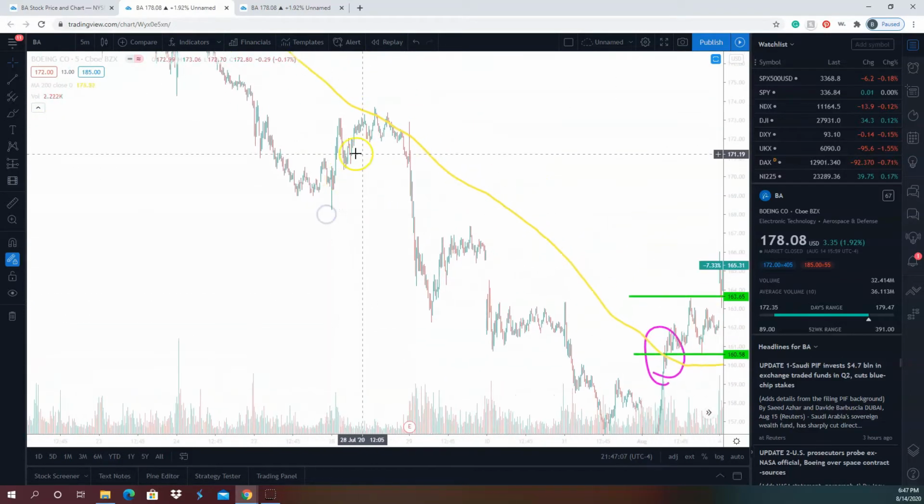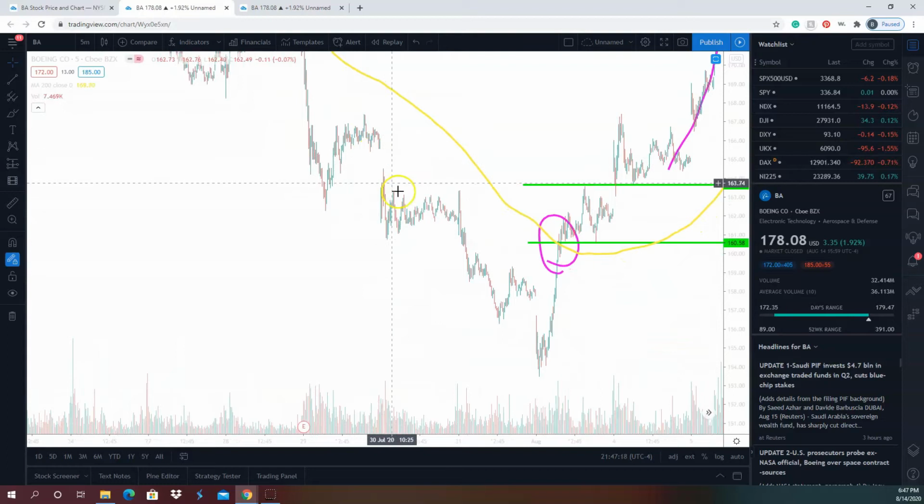Now, what happens here? Boeing rejects the 200-day moving average. The next thing that happens, boom, it crashes. And if you would have held your profits here, held Boeing for puts, you would have made even more money. Look at all of this. It gaps down and the whole day just getting clapped.